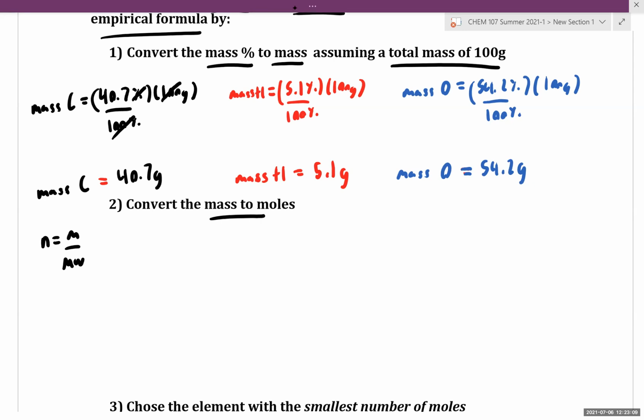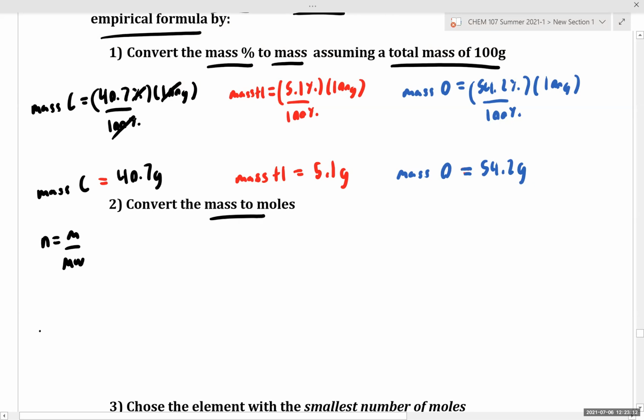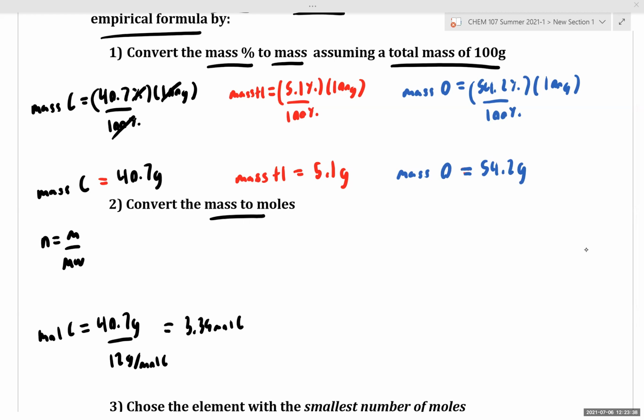So let me do another example. In this case, if I wanted to calculate the moles of carbon, I'd take the mass of carbon over the molar mass, which is 12 grams per mole. Punching this into my calculator, that in turn gives me 3.39 moles of carbon. So with that example in mind, would anyone be able to share their calculated moles of hydrogen and oxygen?